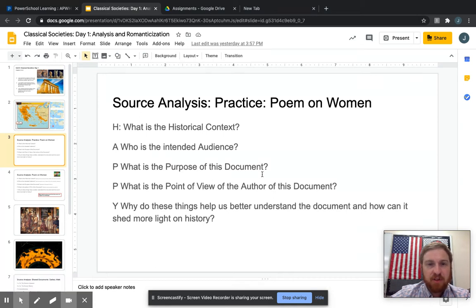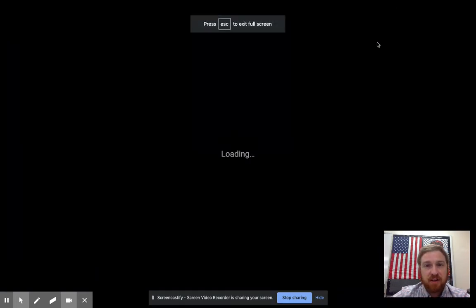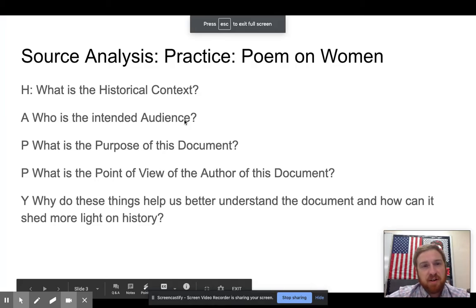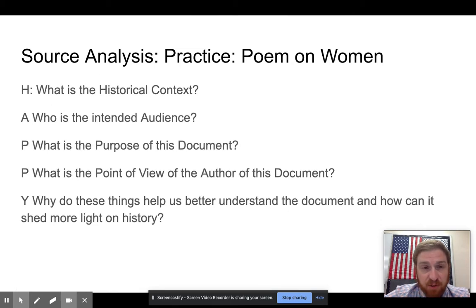So if you're not familiar with the HAPPY acronym or also HIPPY, we are going to use that interchangeably throughout the year. So this is our tool, our acronym we will use in our source analysis, which is going to help you for document-based questions throughout the course.